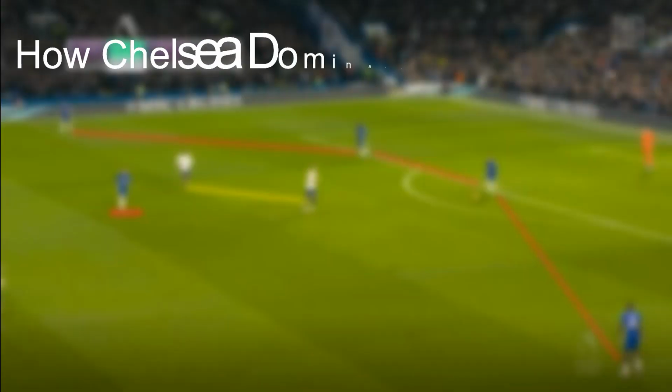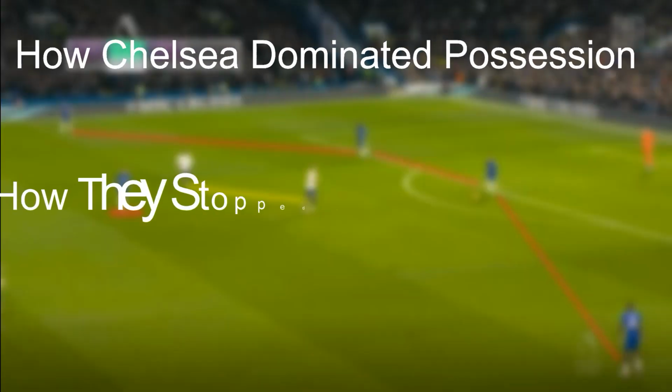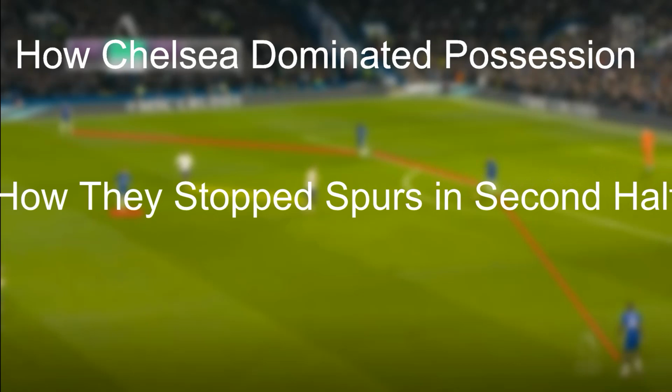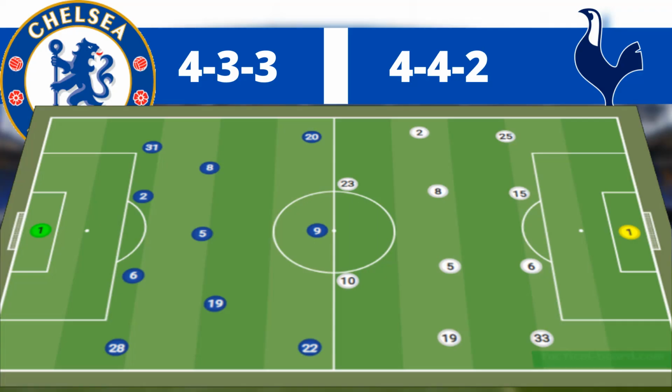In this video I will analyse how Chelsea dominated possession and how they stopped Spurs coming back into the game in the second half. Chelsea lined up in a slightly different formation to what we are used to. Thomas Tuchel decided to go with a 4-3-3 shape, and this suited Ziyech and Mount in particular on the right. Lukaku was flanked by Hudson-Odoi and Ziyech.